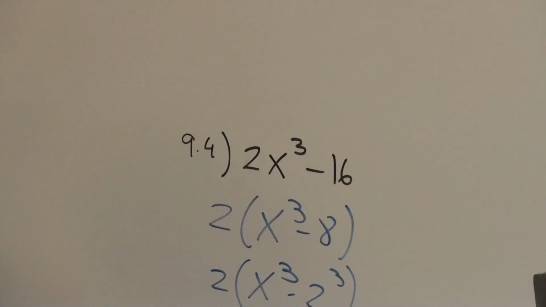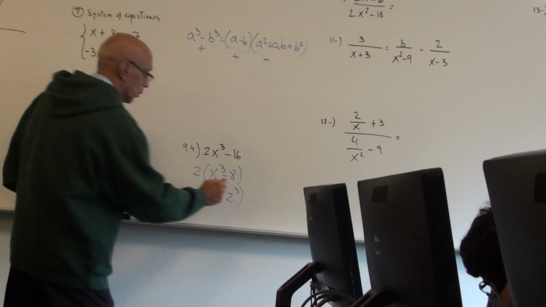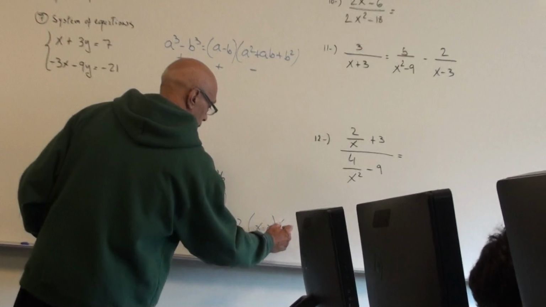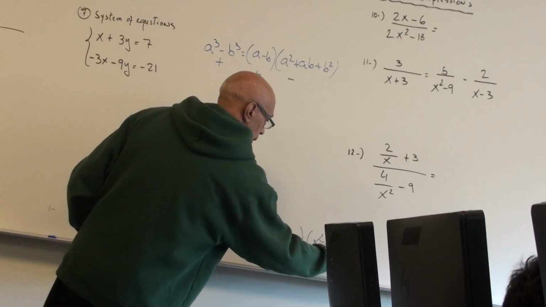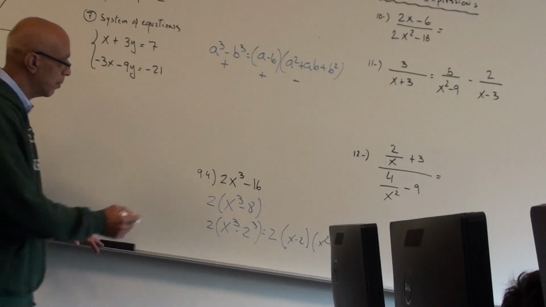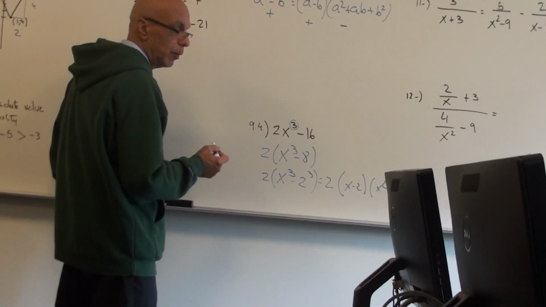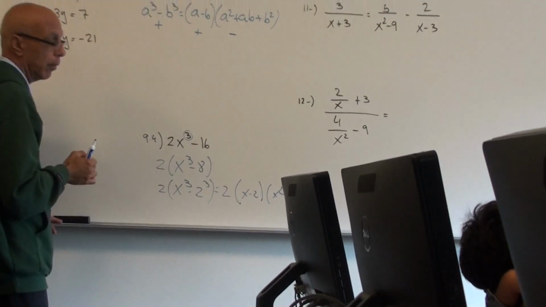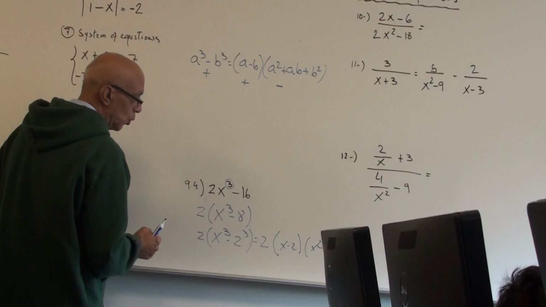Okay. All right, so now the only thing I need to do is apply this formula. So it's going to be 2x minus 2, x squared plus 2x plus 4. Okay? So remember, whenever you see exponent 3, you're going to have to use one of these formulas, okay? And you need to figure out the cube.